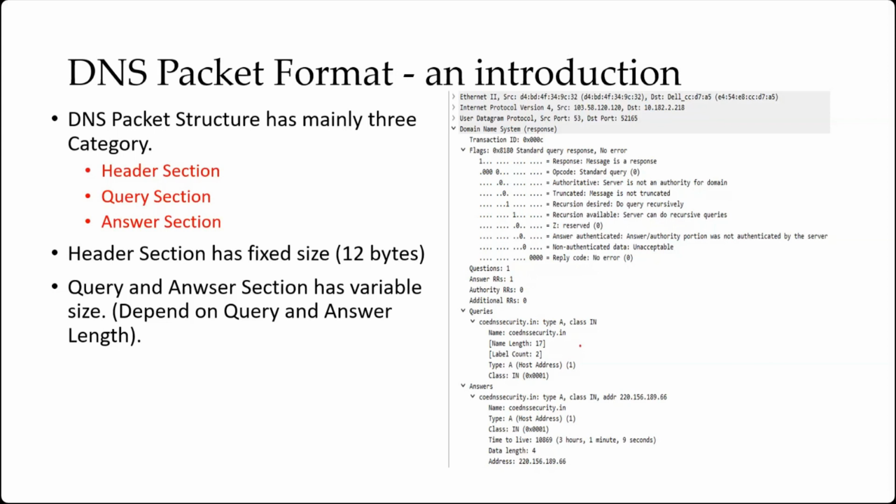Now let's discuss DNS packet format. The DNS packet structure has mainly three categories: header section, query section, and answer section. This one is a screenshot of Wireshark. I am taking the DNS response packet from Wireshark. You can see that this one is the Ethernet layer. From here, it is showing the source MAC address and destination MAC address, and it is showing IPv4, IPv6. Here, this one is our public IP of the DNS recursive resolver, which is 103.58.120.120.